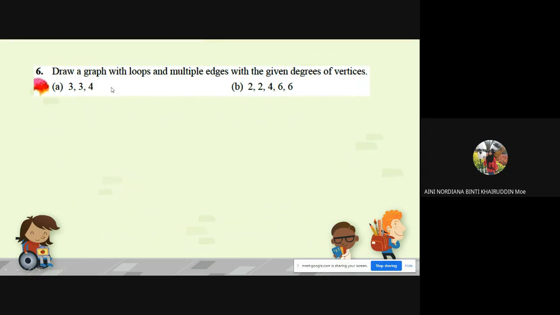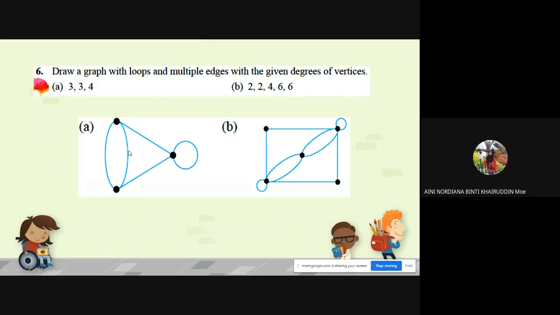Question number 6. Also the same as just now. But here you have to draw with loops and multiple edges. So this is the answer.